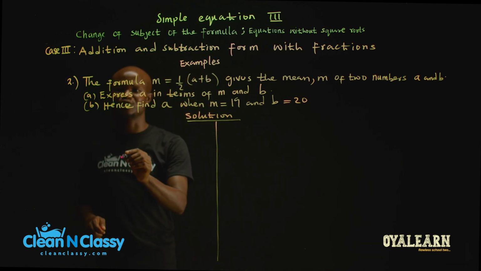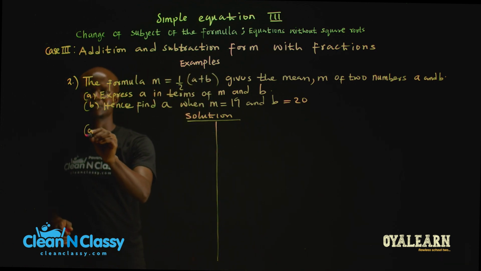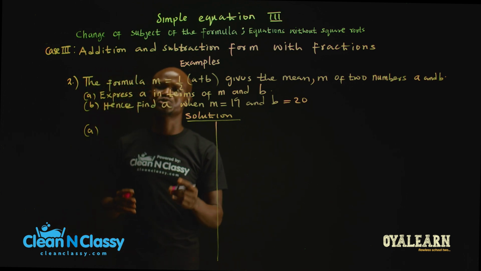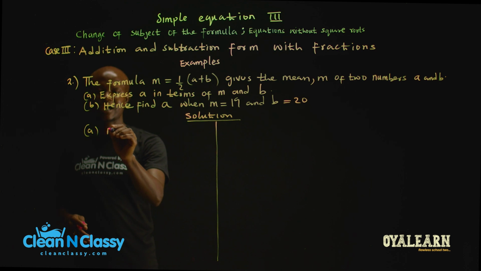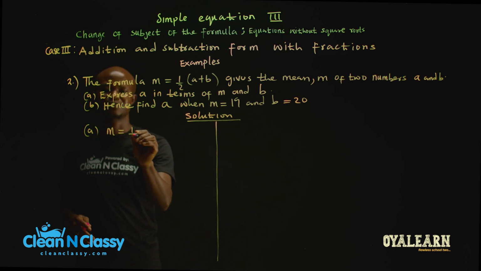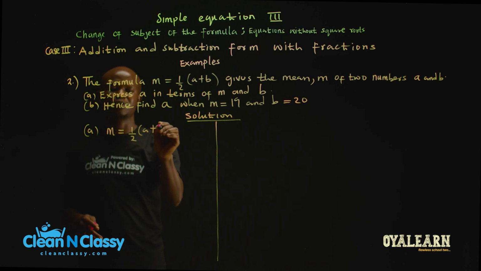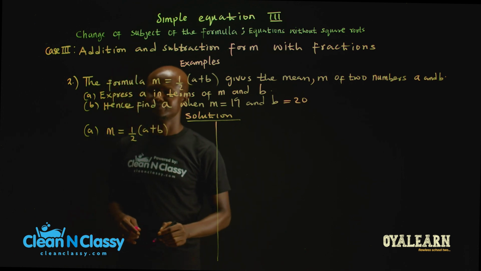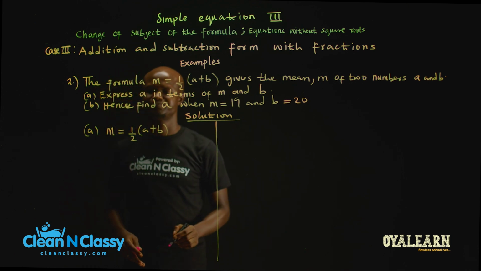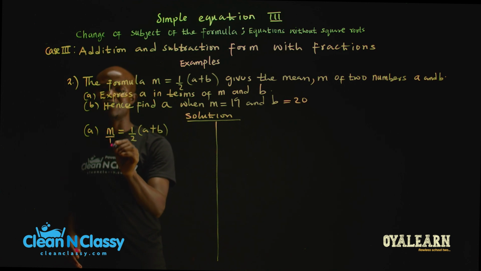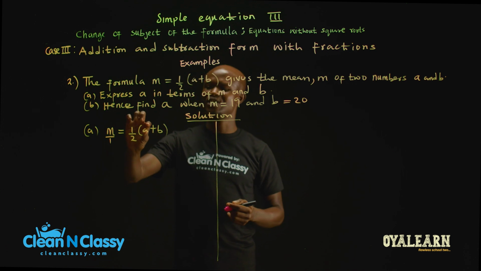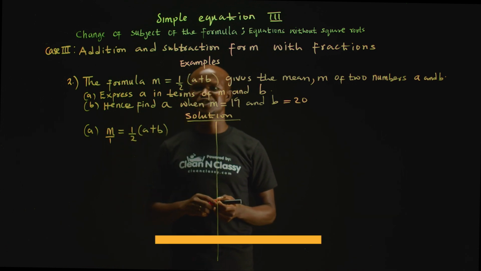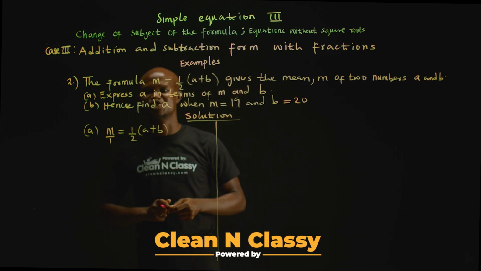The first part of the problem. The first thing to do is to write out the formula. M equals half into bracket a plus b. Now, what we have here is like m over 1. It's just like finding the value for a in this expression. It's the same thing as making a the subject.